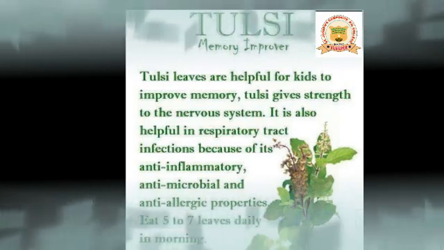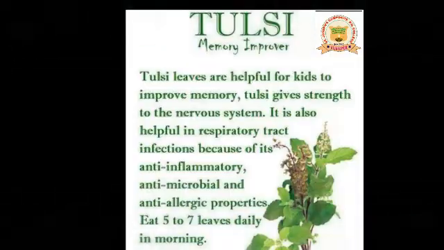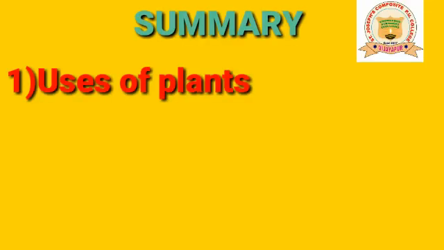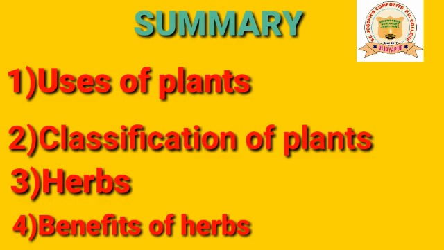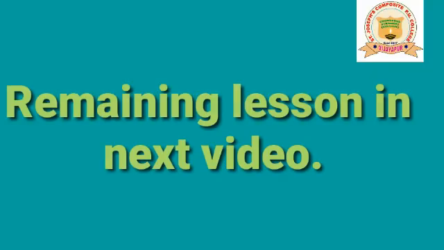So children, up to here we completed half the lesson. Today we learned about the uses of plants. Means we can use the plant as food, it can give fruits, it can give clothes, it gives shelter, it purifies the air. Then next one, classification of plants. There are 5 types of plants. Out of that, today we learned about herbs and the benefits of herbs. Now the remaining types of plants we will learn in the next video.